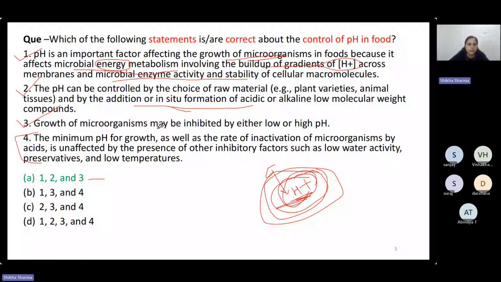But the fourth statement is not correct. In hurdle technology we use water activity, temperature, preservatives, and other factors to control the growth of the microorganism. Saying that it is unaffected by the presence of other inhibitory factors is not correct. So A is correct here.